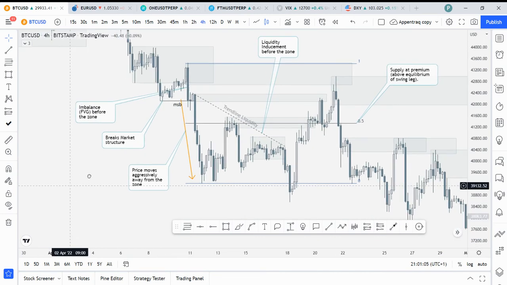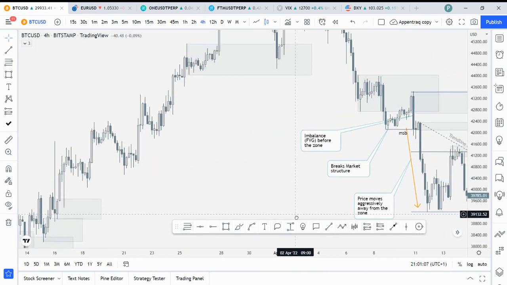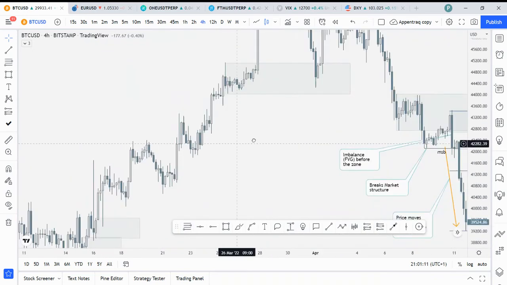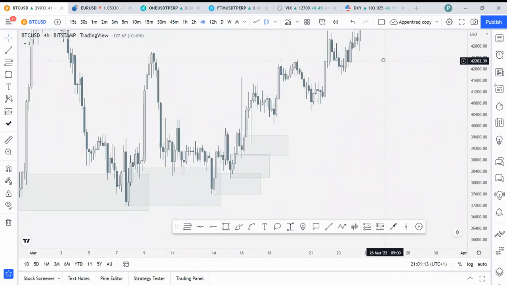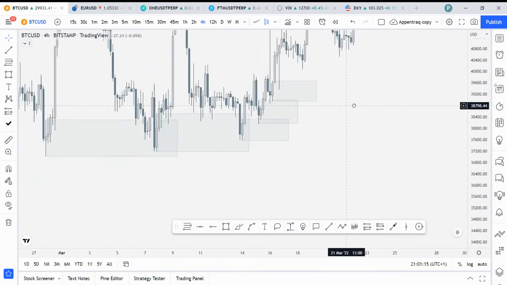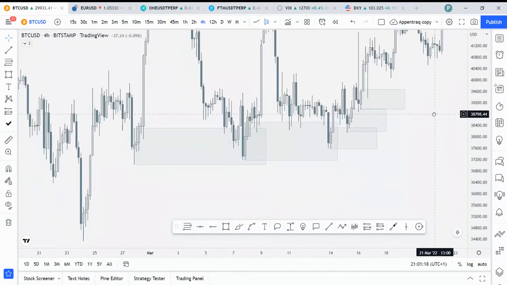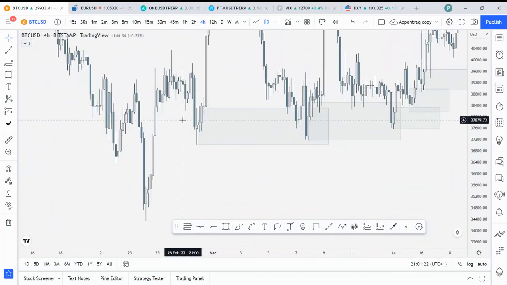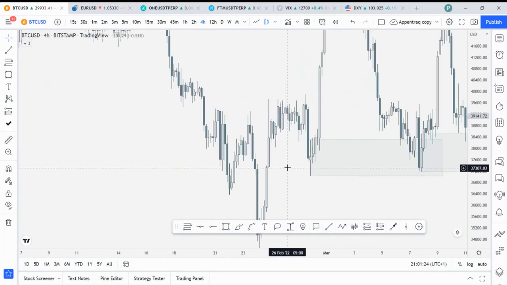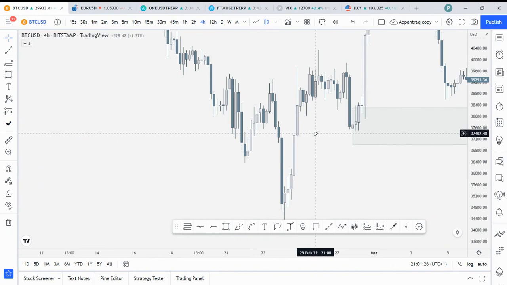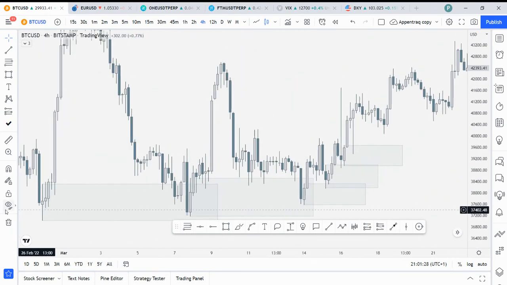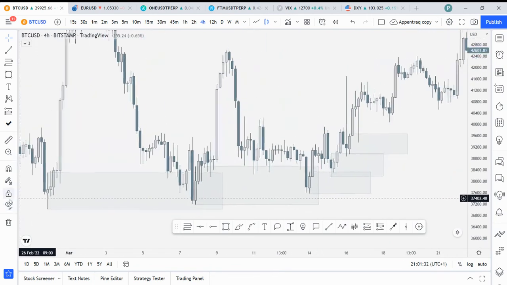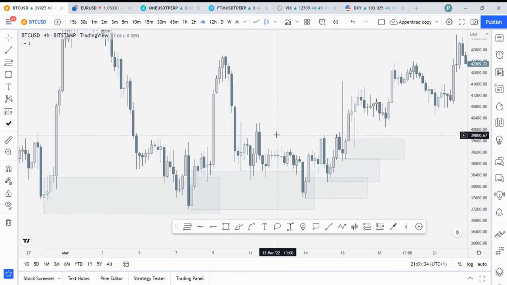All right, so let me talk about decisional zones and extreme zones. Okay, a decisional zone is the zone that breaks structure. I'm trying to look for examples. A decisional zone is the zone that forms just before it breaks structure.